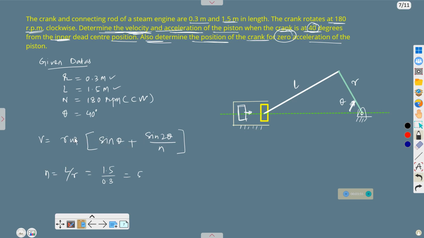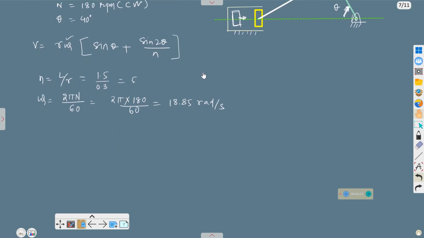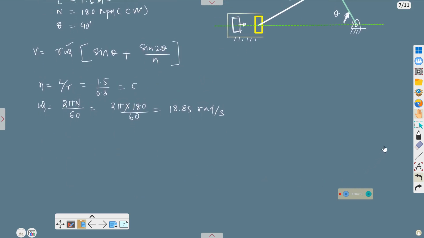Then what else will we require? This omega. So omega we can find out. This will be 2 pi N divided by 60. So all the data are given to us. So 2 pi times N, where it is given to us as 180, divided by 60. If we do the calculation, we'll get 18.85 radian per second. Okay, so we got the value of omega. Now we can put it in the above equation, and if we do so, then we can easily calculate the value of velocity. So let us do that.